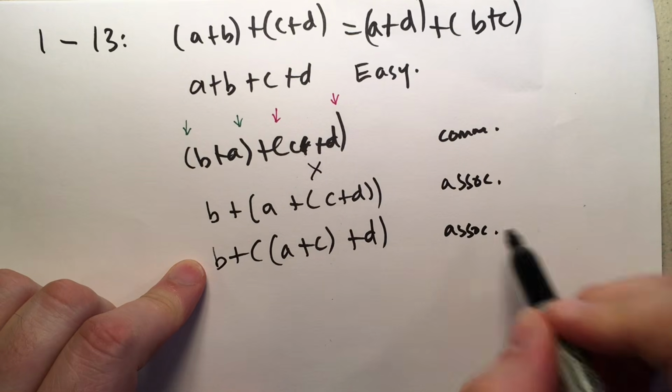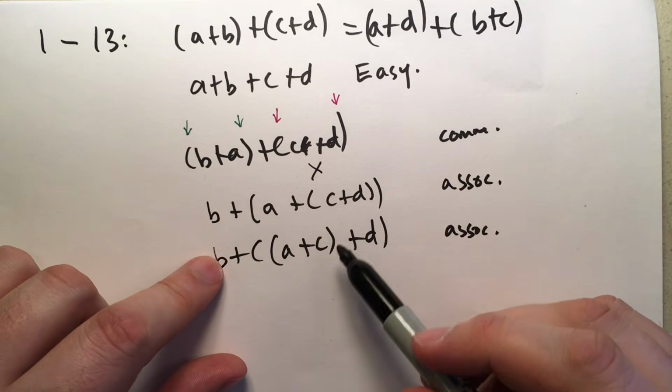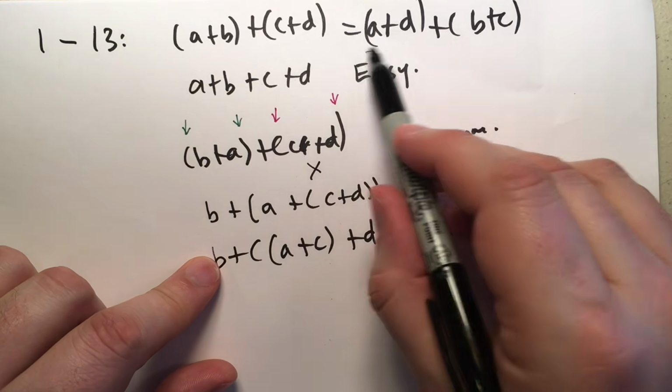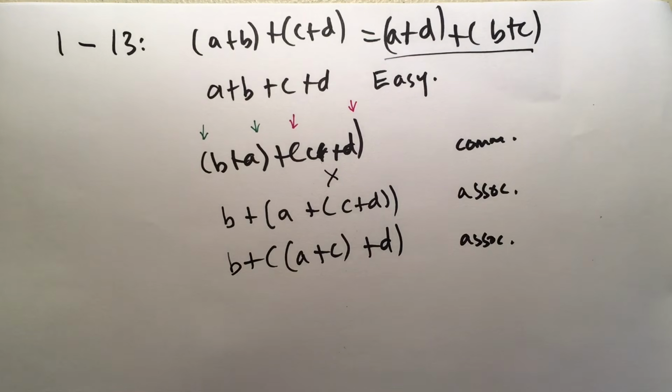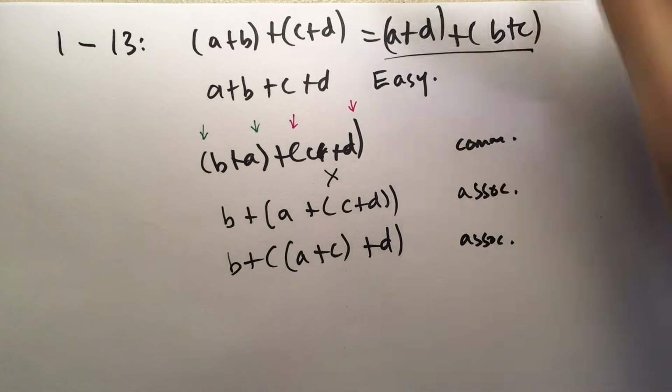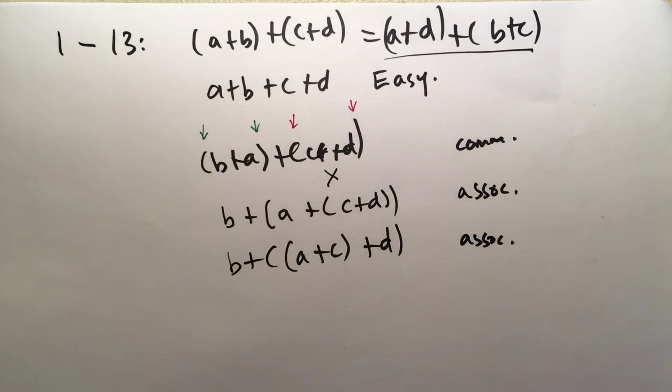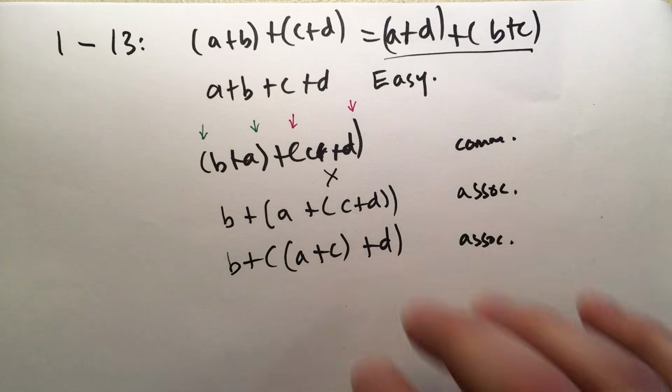This would be associativity. And you keep doing these kind of manipulations using commutativity and associativity until you get the result you want. All right, that's how you do exercises 1 through 13. This will be a fun exercise for you, especially it'll get your mind geared up thinking of proofs. There's more than one way to skin a cat in these kind of problems.